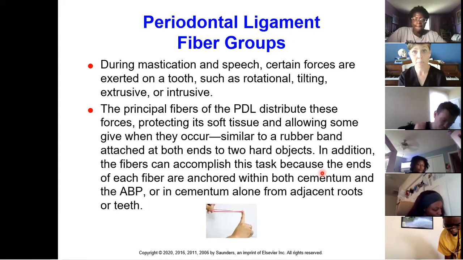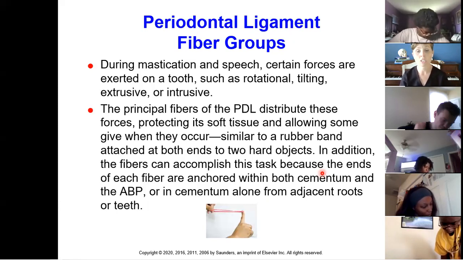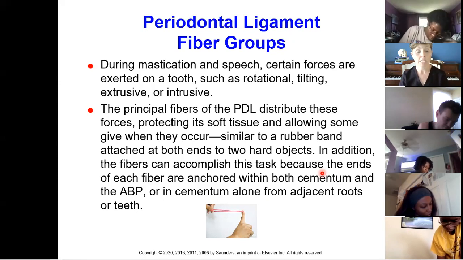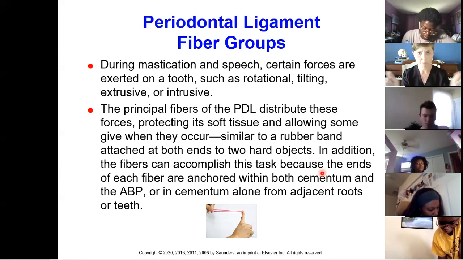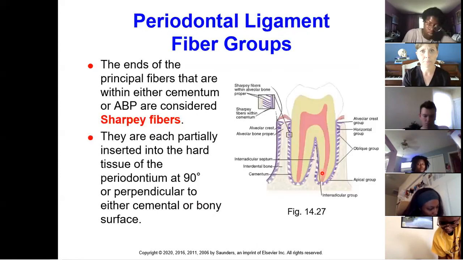During mastication and speech, certain forces are exerted on the tooth, such as rotation, tilting, extrusive and intrusive forces. The principal fibers of the periodontal ligament distribute these forces, protecting the soft tissue and allowing some give when they occur, similar to a rubber band attached to both ends of a hard object. The fibers can accomplish this task because the ends of each fiber are anchored to the cementum and the root. So it's like holding a rubber band that is anchored, but you can still pull one side and pull the other. All right, we know this.